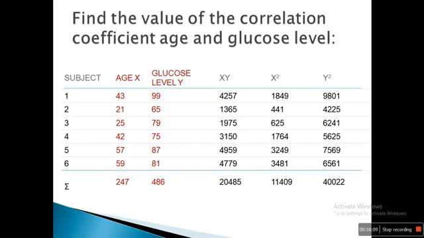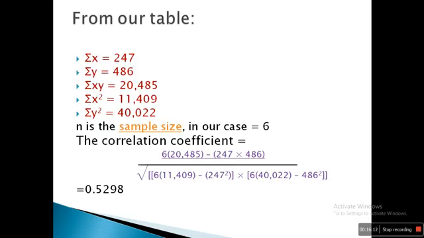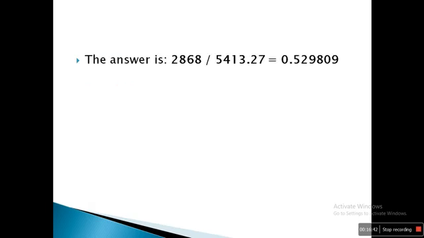And the second is that the relationship is not very strong. Though it is a positive relationship, it is not a perfect positive relationship. Had it been 1, it would have been a perfect positive relationship, but 0.5 means that there is a positive relationship, that the increase in age will increase the glucose level in the body. So that is how we interpret the values when we are using correlation coefficients. So your answer is 0.529809.